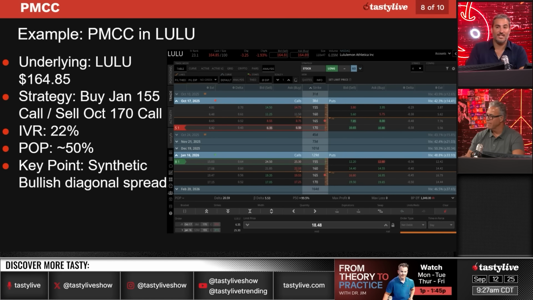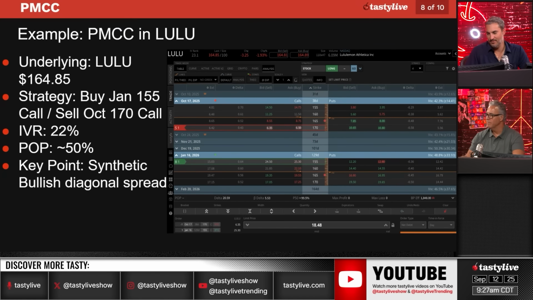So we're looking at poor man's covered call in LULU. This stock is an absolute dog. 161. Did Tom trade this for earnings? Gone from 400 to 161 here.